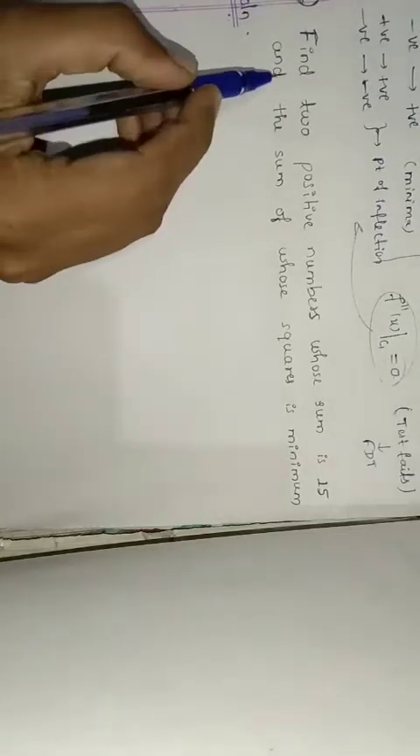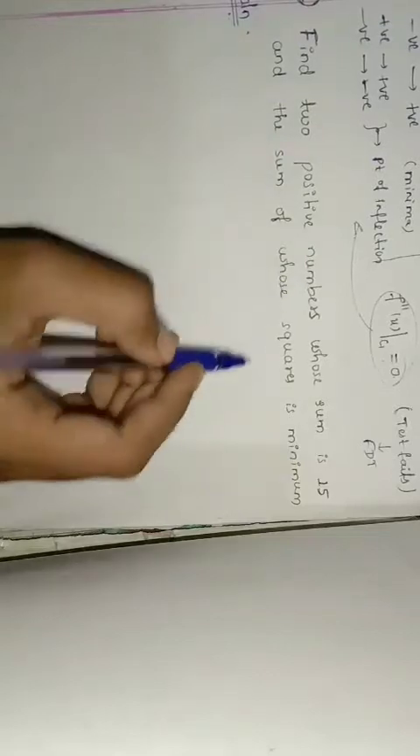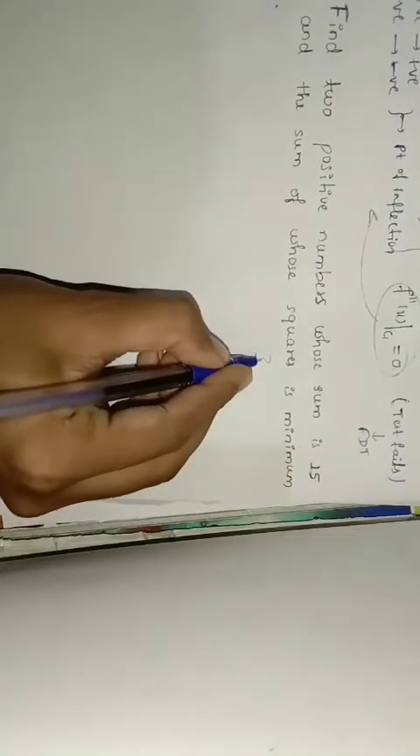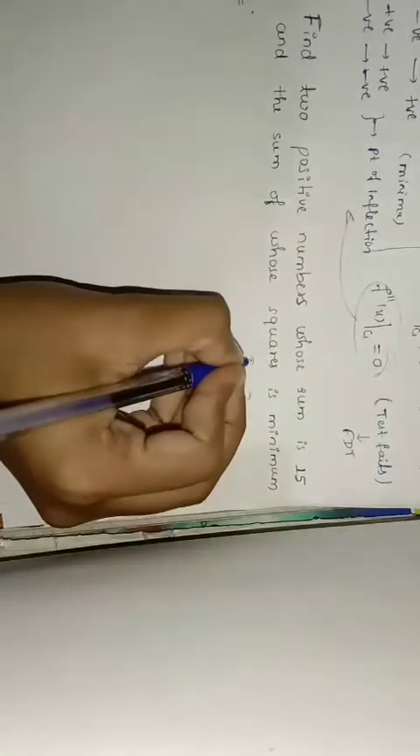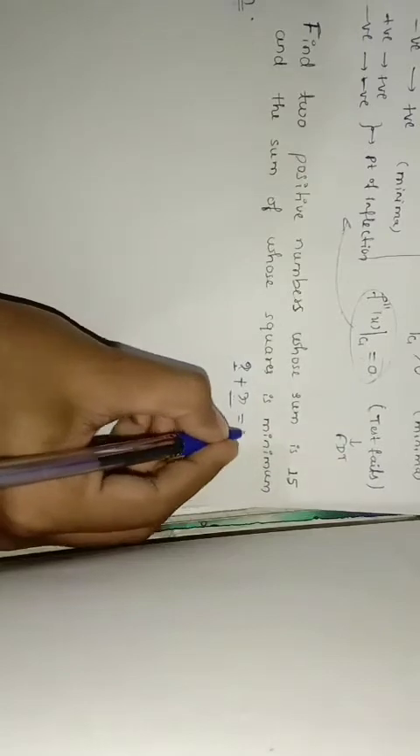The first problem here they have given, find two positive numbers. Okay, so what we have to do? We have to find two positive numbers. So we have to find out two positive numbers whose sum is 15.